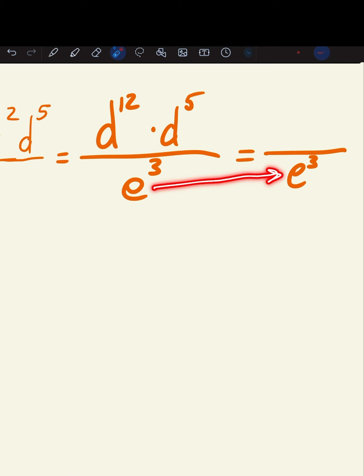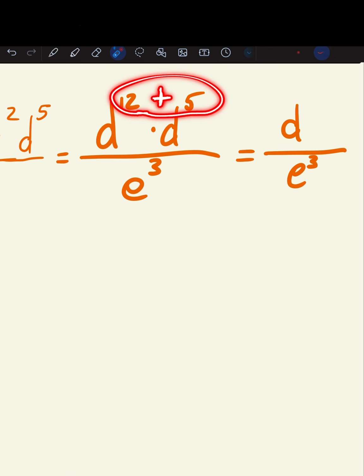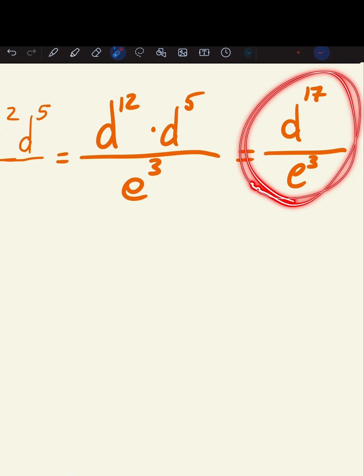We're not doing anything with the e's, so that can just slide over. And now we have d to the 12 plus 5, which is d to the 17. And that's our final answer.